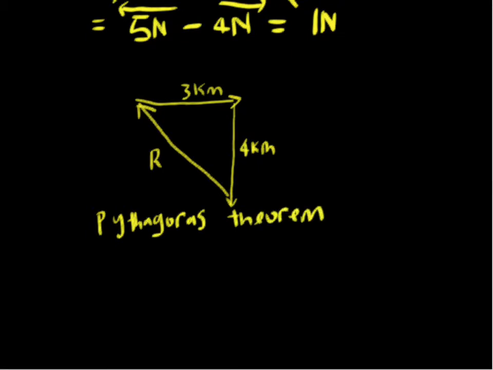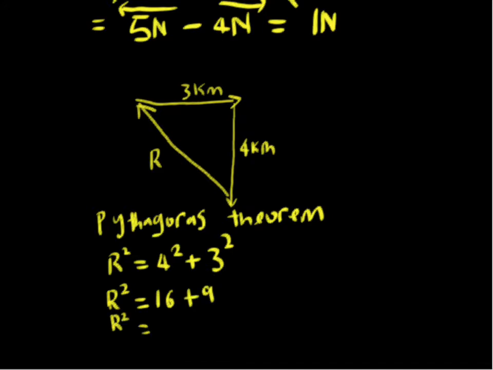This gives us r squared equals 4 squared plus 3 squared. 4 squared gives us 16 and 3 squared gives us 9. So r squared would be 16 plus 9, which gives us 25. We take the square root on both sides, the root of 25, which will give us 5. And now we must find the direction with the horizontal.